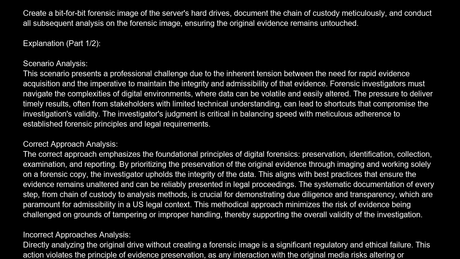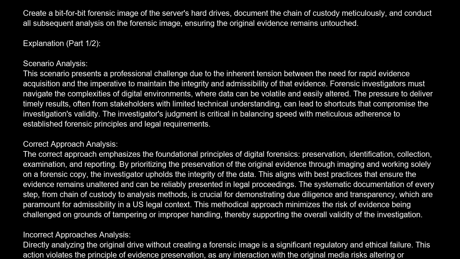Explanation. Scenario analysis. This scenario presents a professional challenge due to the inherent tension between the need for rapid evidence acquisition and the imperative to maintain the integrity and admissibility of that evidence. Forensic investigators must navigate the complexities of digital environments, where data can be volatile and easily altered. The pressure to deliver timely results, often from stakeholders with limited technical understanding, can lead to shortcuts that compromise the investigation's validity. The investigator's judgment is critical in balancing speed with meticulous adherence to established forensic principles and legal requirements.